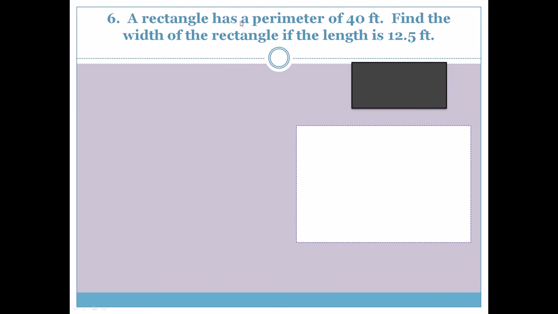All right, number 6. A rectangle has a perimeter of 40 feet. Most of us like perimeter problems. Find the width of the rectangle if its length is 12.5. Are you getting the steps?